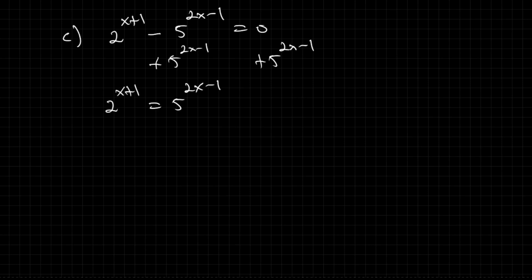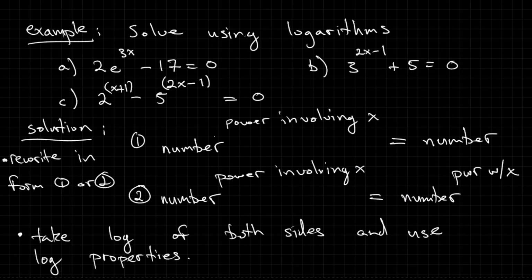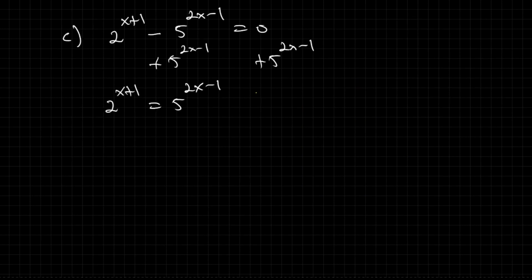But what is important, as we noted before, is that the rewritten equation either looks like a number to a power involving x equals another number, or a number to a power involving x equals a number to another power involving x. And that second type is exactly what we have here. Then we'll follow the same steps that are outlined. We'll take the logarithm of both sides. You can choose which one. So I'll do natural logarithm on this one.